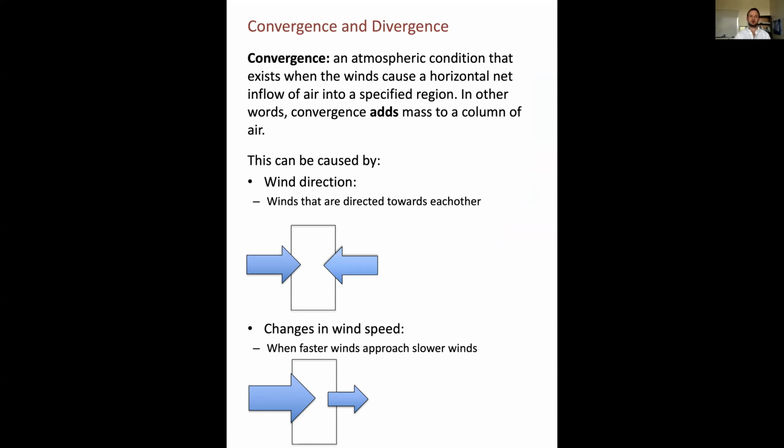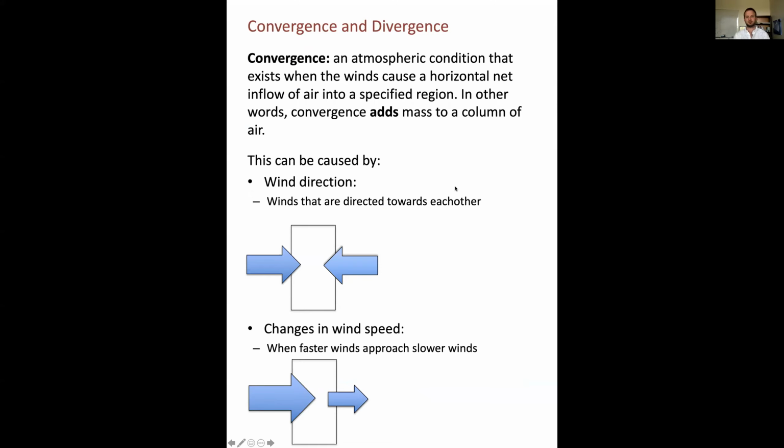Okay, so in other words, convergence adds mass to the column of air, and that convergence, if nothing would happen, would lead to a surface pressure increase. Okay, so because of this adding of mass, the surface pressure would increase, but it does not because the air rises. So that's kind of the association or the link between horizontal and vertical movements.